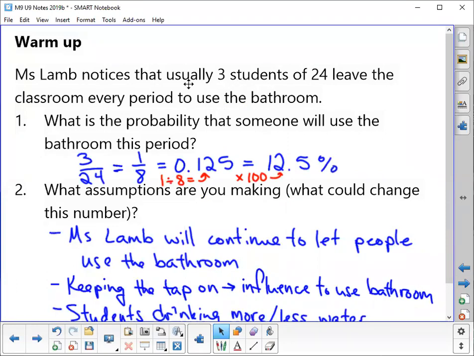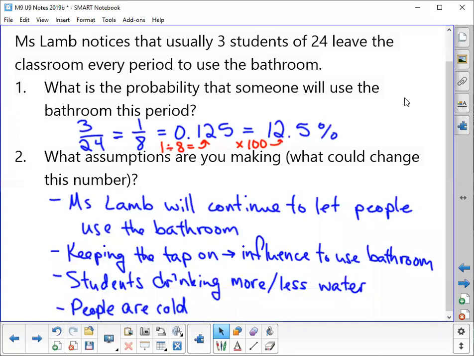So Ms. Lamb notices that usually 3 students of 24 leave the classroom every period to use the bathroom. Oh yeah, I came up with this one because I had one class that was just like, they must have had incontinence issues. What is the probability that someone will use the bathroom this period? Well, 3 divided by 24. This is based on experimental probability because that's what I have noticed, not what theoretically should occur, which is equal to 1/8. 1 divided by 8 is 0.125, and times 100 is 12.5%. There's a 12.5% chance that someone will use the bathroom this period.